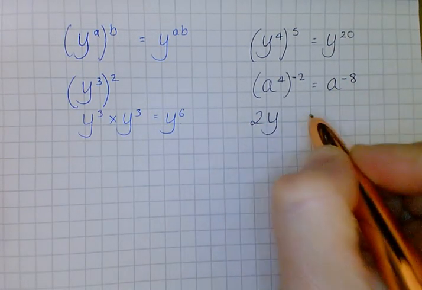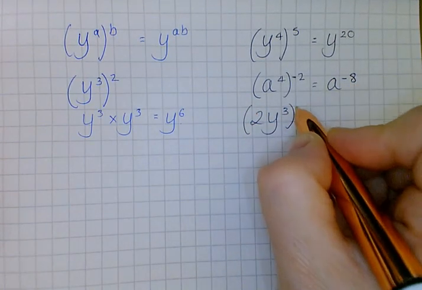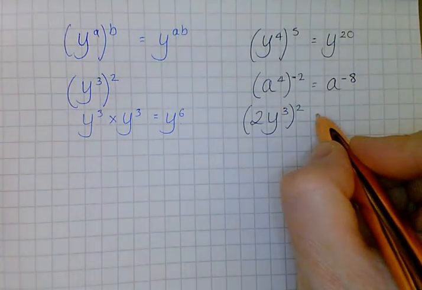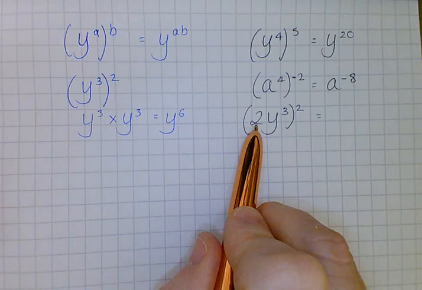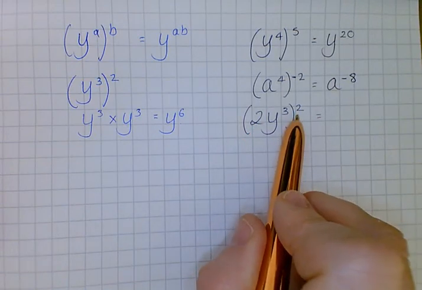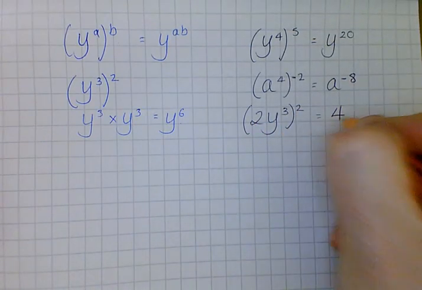So if we had 2y to the power of 3, and then all of that raised to the power of 2, or all of it squared, what we're going to do first is square the number in front here. So we raise this number to whatever power we've got outside. In this example, we're squaring. So 2 squared is 4.